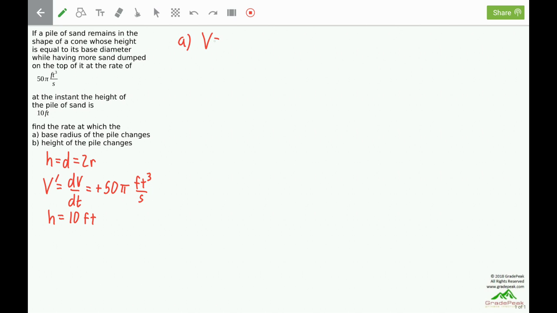We have a cone, so the volume is 1/3 times pi times the radius squared times the height. In this problem, the height is equal to twice the radius, so we can plug that in here. And we have 1/3 pi r squared times 2r. We can move the 2 out front with the 1/3. 2 times 1/3 will be 2/3 times the pi, and then r squared times r will be r cubed. There's our related variables equation.